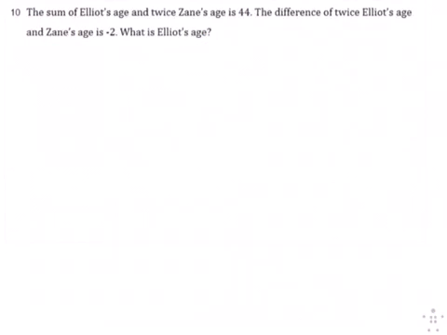Number 10. The sum of Elliot's age and twice Zane's age is 44. The difference of twice Elliot's age and Zane's age is minus 2.